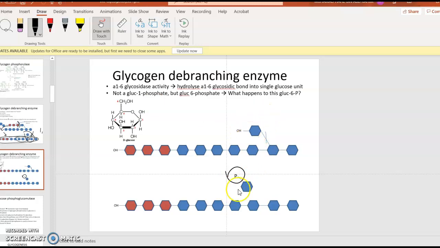It is quite special because, one, it can cut a different kind of bond. Secondly, when it cuts this one and adds the phosphate group, this glucose will automatically become glucose 6-phosphate. 1, 2, 3, 4, 5, 6. So glucose 6-phosphate directly. So for this one particular glucose, you don't have to undergo the process of mutase anymore. Only the ones that are cut from the linear parts need to undergo another process by phosphoglucomutase to convert to glucose 6-phosphate.